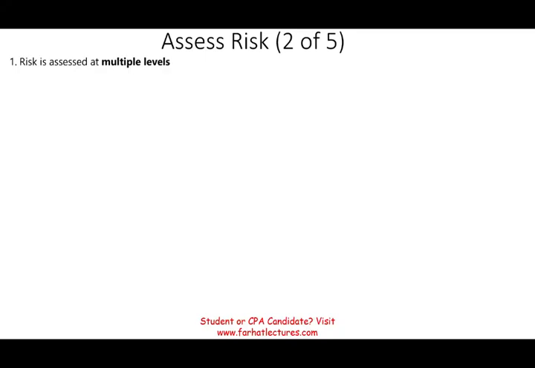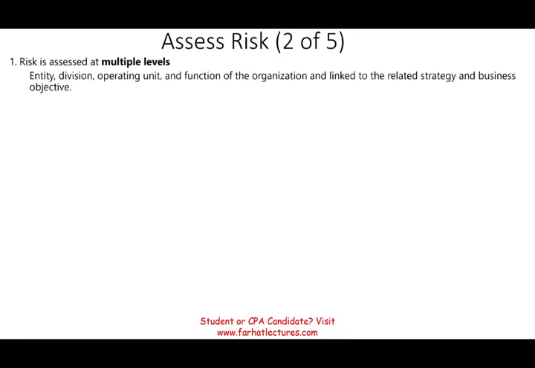What is assessing risk? You assess it at multiple levels. Not all risks are the same. You can assess it on the entity level, on a division level, operating level, function level, and link it to your business strategy and business objective. So certain risks affect the company on a large scale. Certain risks affect the company on a small, limited scale. Let me give you an example.